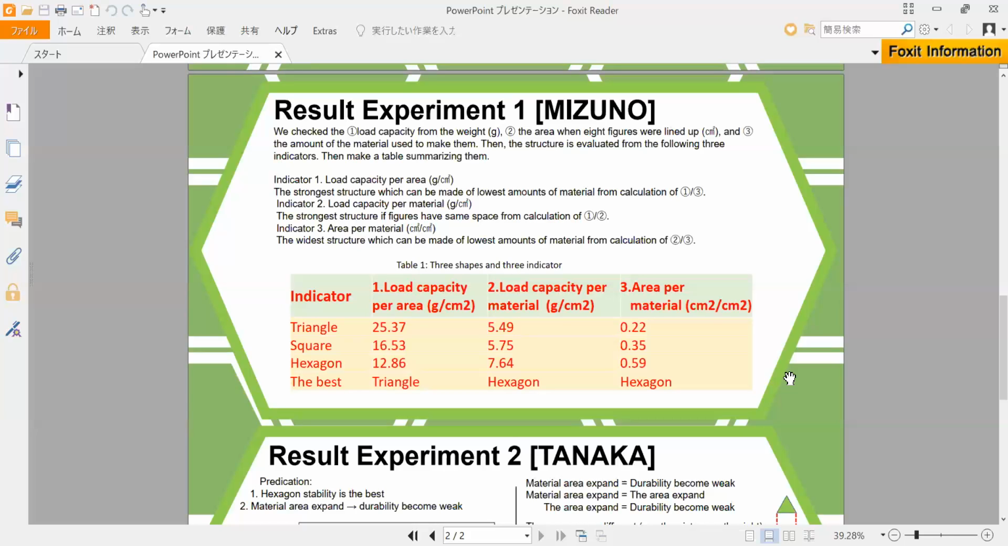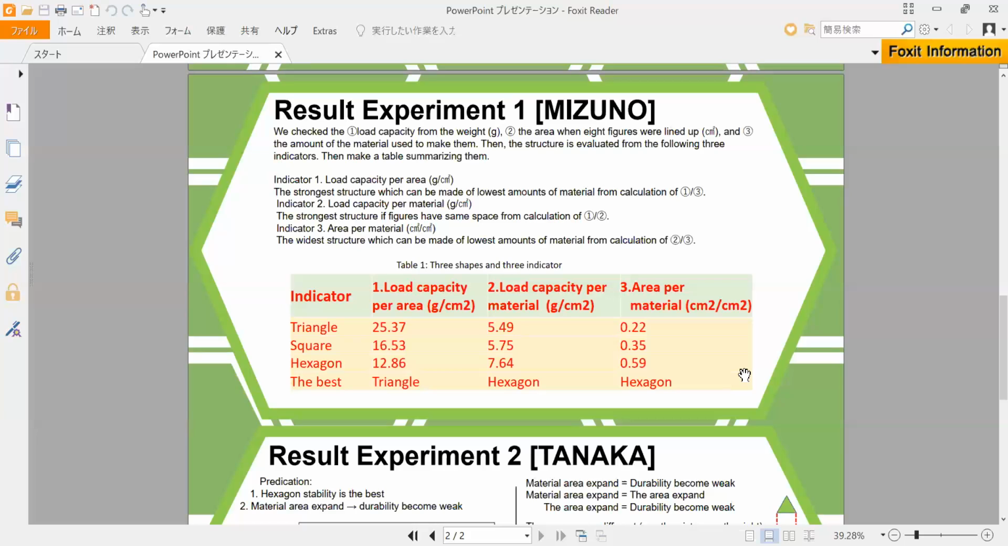Indicator 2 is load capacity per material. If a structure has the highest number in this indicator, we thought it is the strongest structure when figures have the same space. Indicator 3 is area per material. If a structure has the highest number in this indicator, we thought it is the widest structure which can be made of the lowest amount of material.